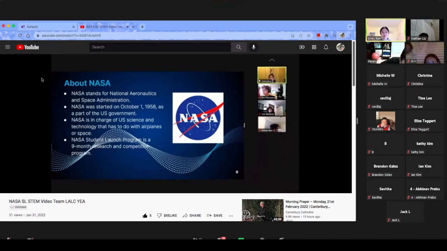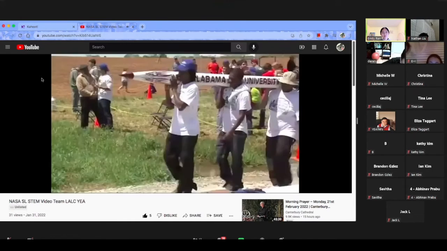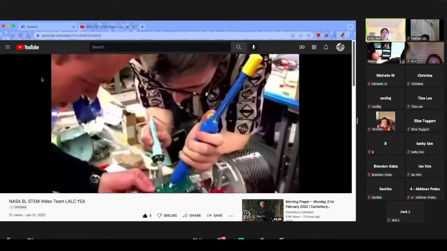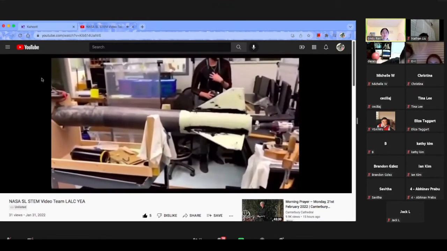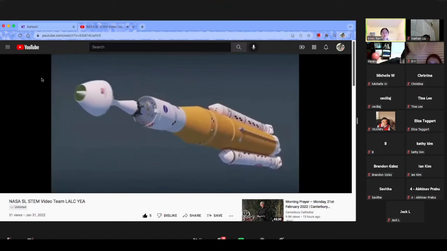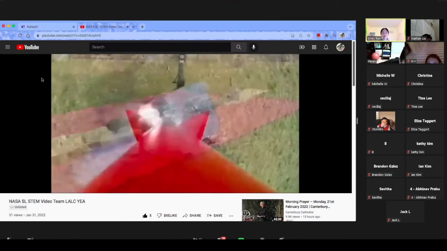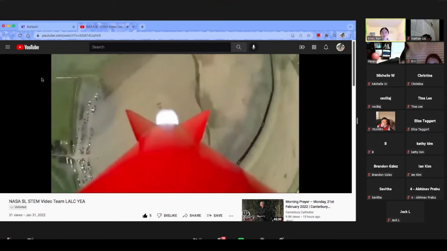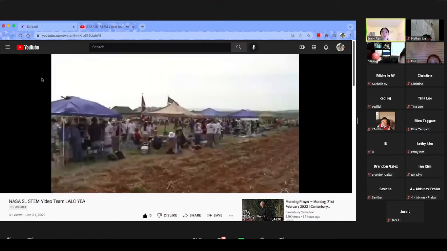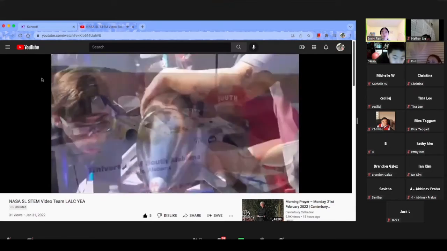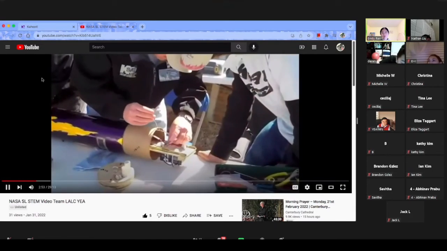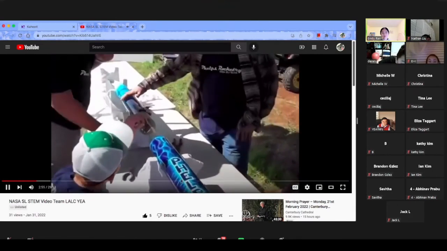The NASA Student Launch Program is a 9-month research and competition program. Student Launch engages students from middle schools to universities in a 9-month engineering design lifecycle program, mirroring the activities of a spaceflight program. Teams design, build, test, and launch high-powered rockets and scientific payloads. Teams are divided into 2 primary divisions: college, university, or USLI, and middle school, high school, or SLI.